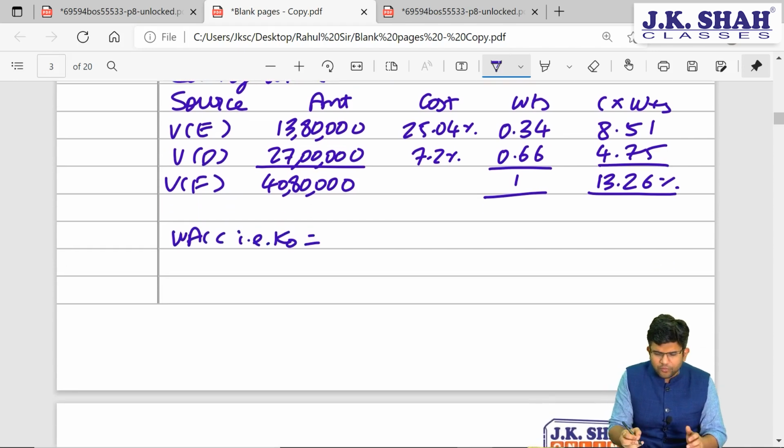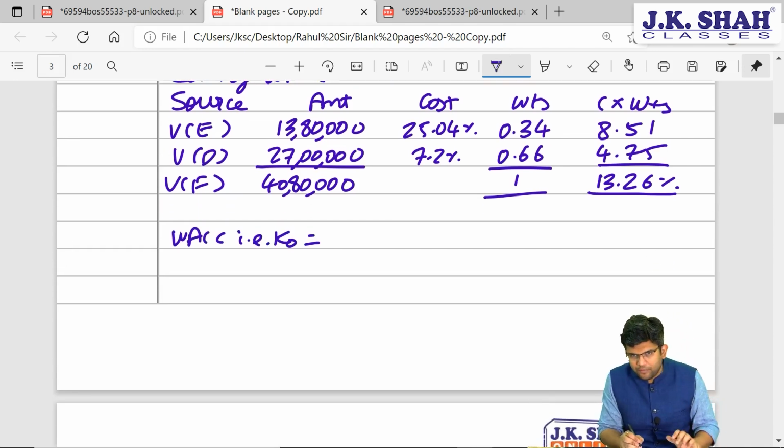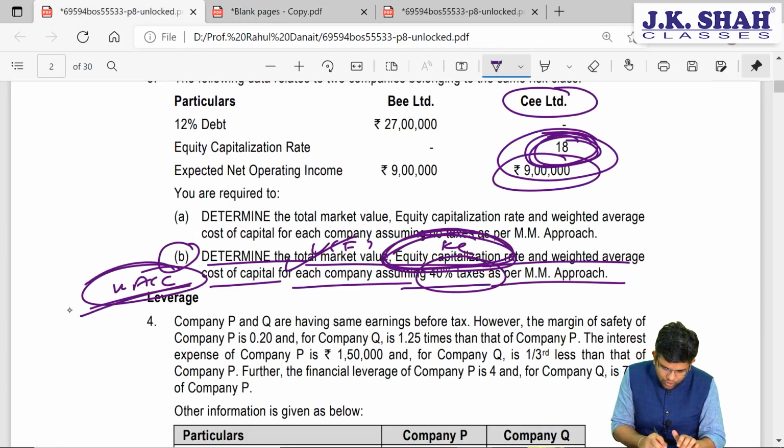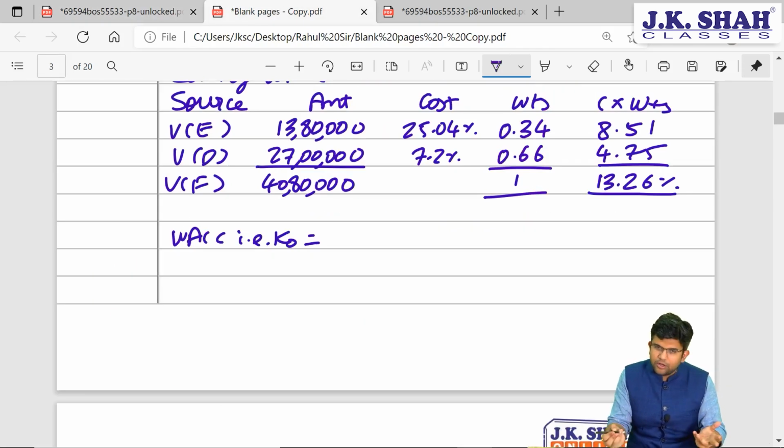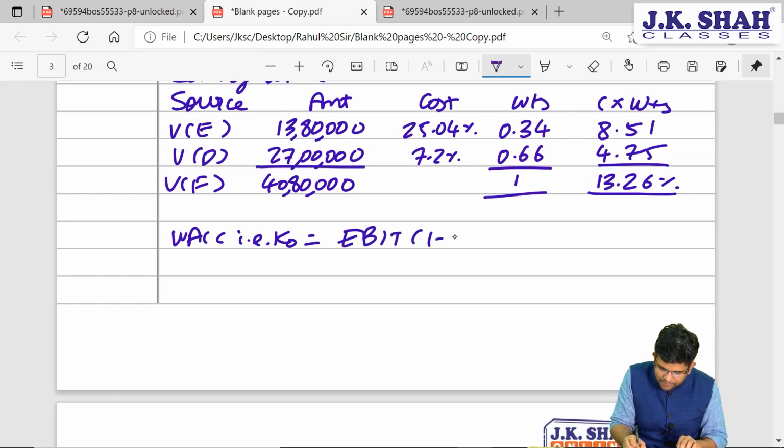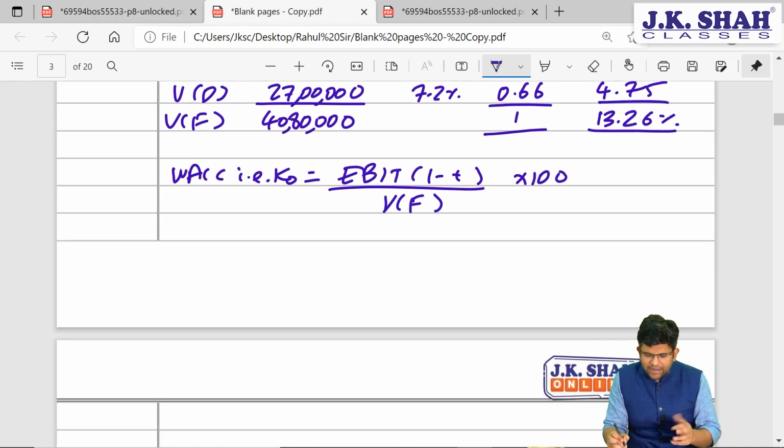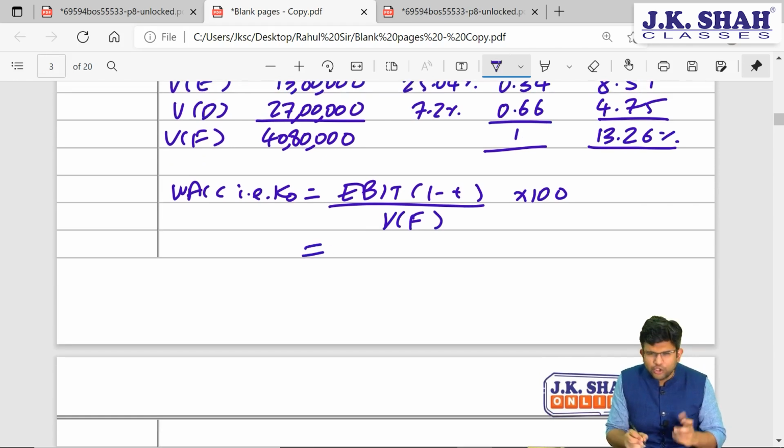There is one more formula. If you don't want to do it from the WACC method, of course, here in this question they very specifically told you to use WACC, but if you wanted to find the overall cost of capital, we could very well have done it like this: EBIT into (1 minus T) upon value of firm into 100, correct? EBIT (1 minus T) upon value of firm into 100. That's another shortcut way to get that same 13.26.